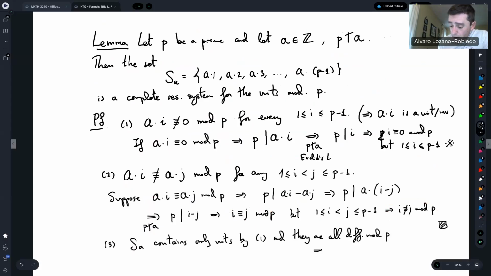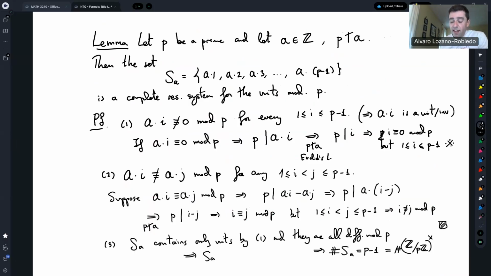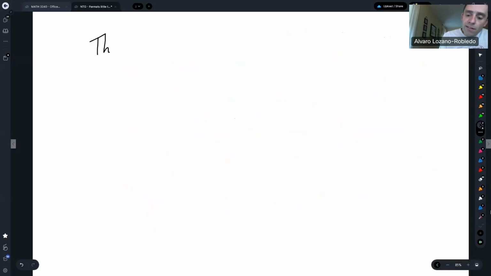Mod p, there are p minus 1 elements, so the set SA has p minus 1 elements, which is the same as the number of units modulo p. So it has to be all the units. The first part says that SA is contained in the units. The second part says that there are as many elements as there are units. So SA has to be all the classes, all the units. So we have them all. Okay. So that set is a complete residue system for the units modulo p. And now we can state and prove Fermat's little theorem.